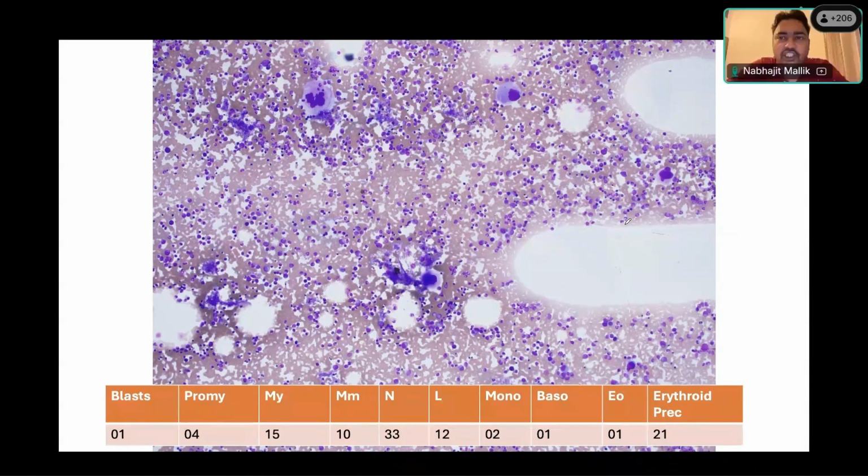No, I'm talking about the differentials. The differential that I've given, right? 1 blast, 4 promylo. Oh, sorry, sir. Yeah, the differential looks normal, right? More or less looks normal. The M:E ratio would come somewhere around 3:1, which is probably normal for the bone marrow. Yeah, we have around 15% myelocytes, 10% metamyelocytes. Looks more or less normal, the differential count here. But yes, as you rightly said, the megakaryocytes definitely look increased.